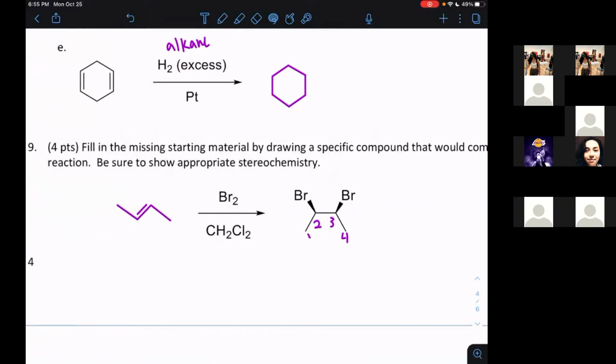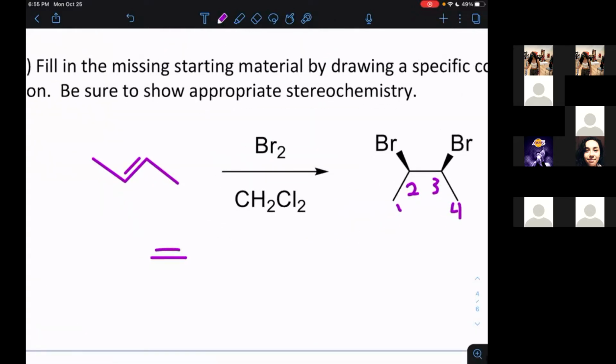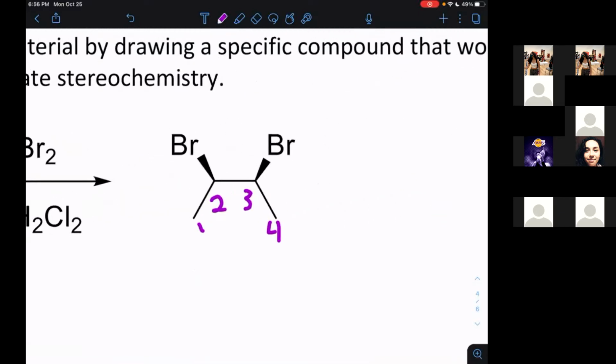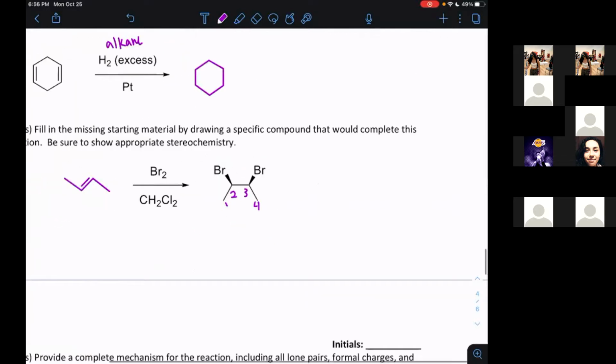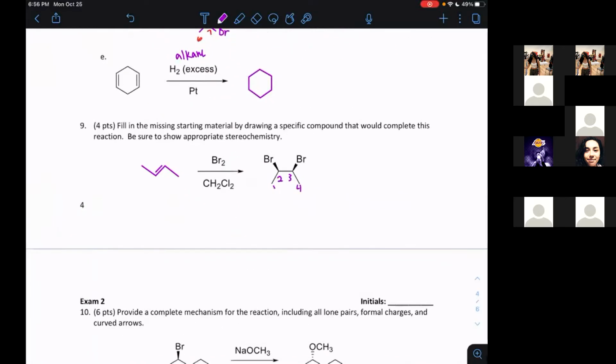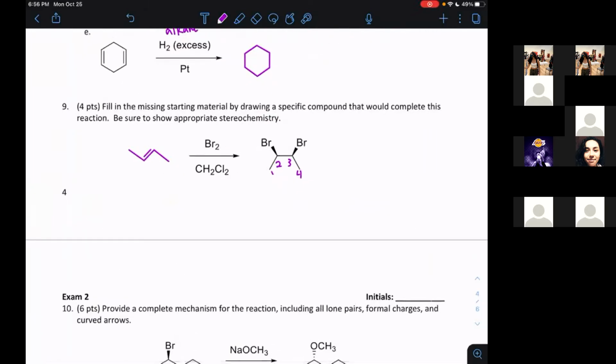Because if you rotate the product, that's your anti-addition of the bromine. Sorry, if you rotate the product, because you can't rotate the double bond. Oh, okay, yeah, I see. Technically, if you rotate the product, it would be in the same conformation, the same as your starting material. And it'll show that it's anti-addition. So one will be wedged and one will be dashed.